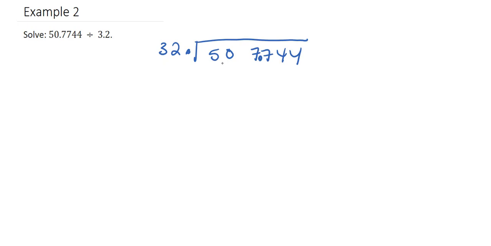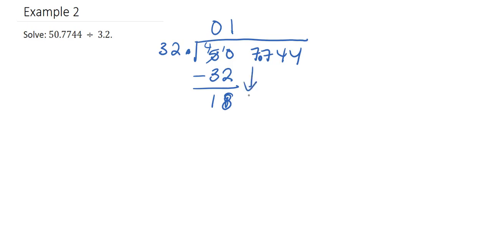Now 32 can't go into 5, but it can go into 50 one time. So we're going to go ahead and put that 1 above the 0. We could add a 0 here if you like, as in the last example. So now 32 times this 1 is 32. We subtract. We need to borrow. So we have 8 and 1.